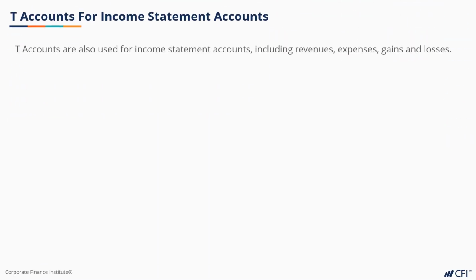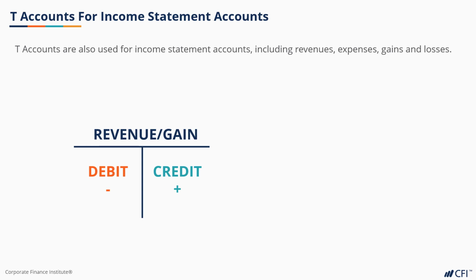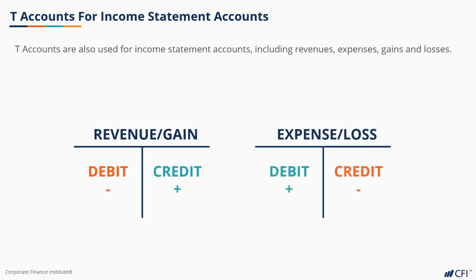The income statement has revenues, expenses, gains, and losses. Revenues are recorded as a debit if they decrease in value and a credit if they increase in value. On the expenses side is the opposite. A debit is an increase and a credit is a decrease.